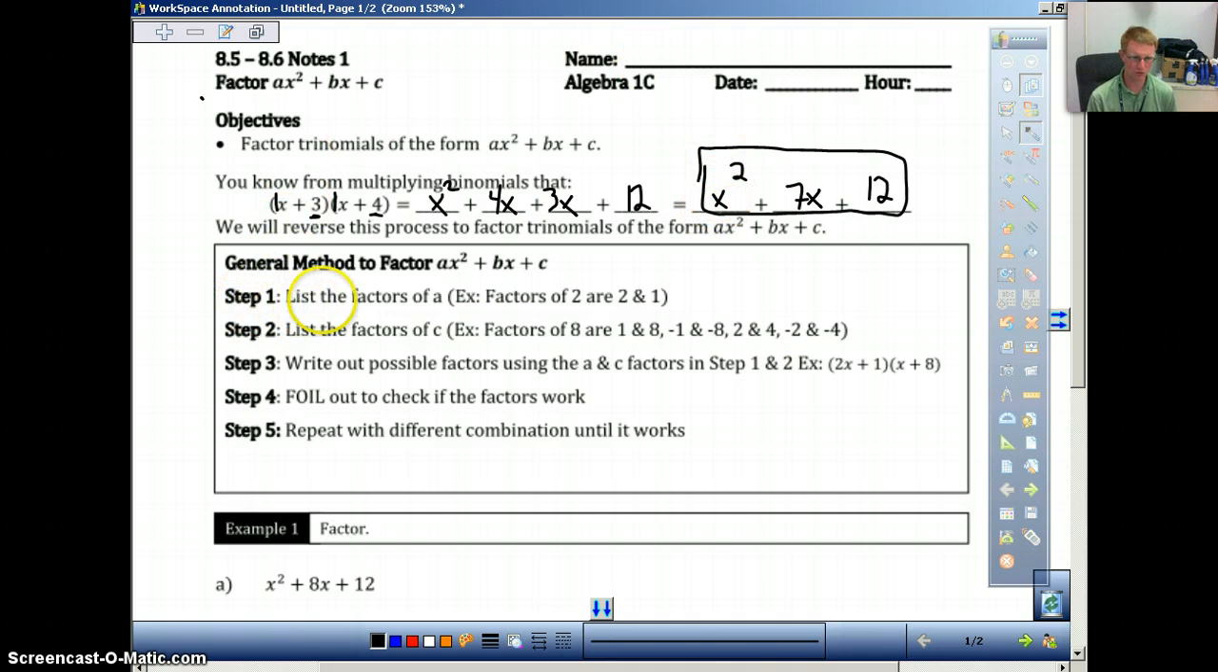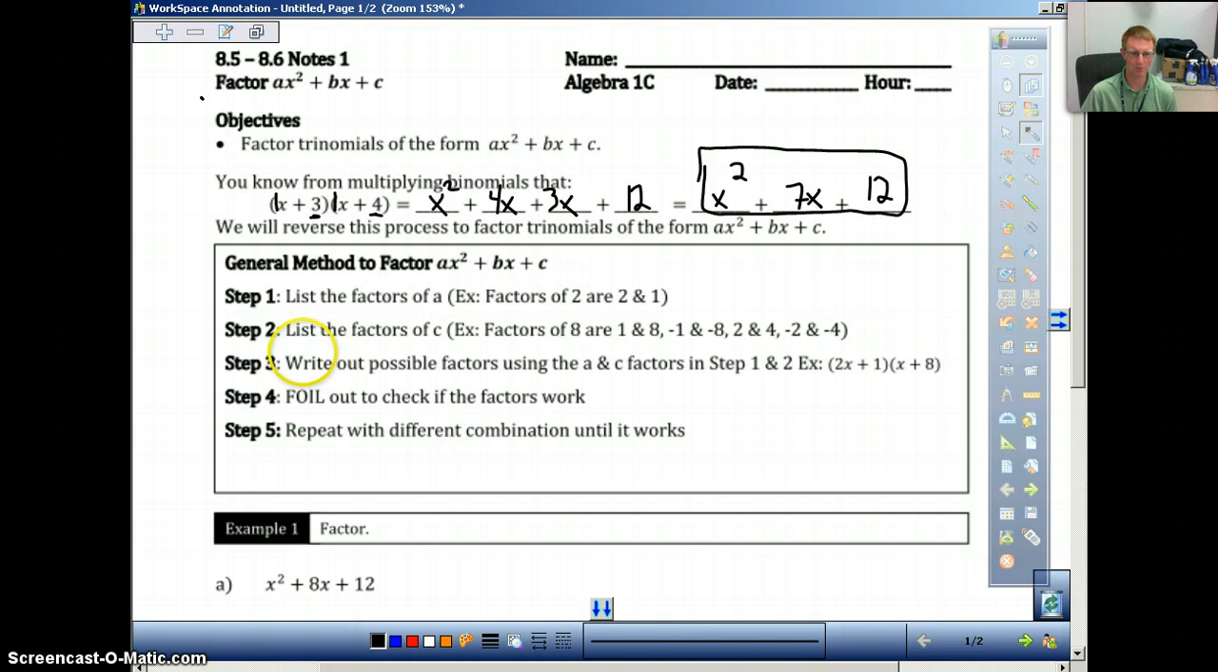So our first step here is just to list the factors of a. You would look to see what your a number is. If it's 1, then the factors are just 1 and 1. But at any other number, you would list all of the factors. The next step is to list all of your factors of c. So that's the positive and negative factors. For example, the factors of 8 could be 1 and 8, negative 1 and negative 8, 2 and 4, negative 2 and negative 4. Again, it depends on what your c is.